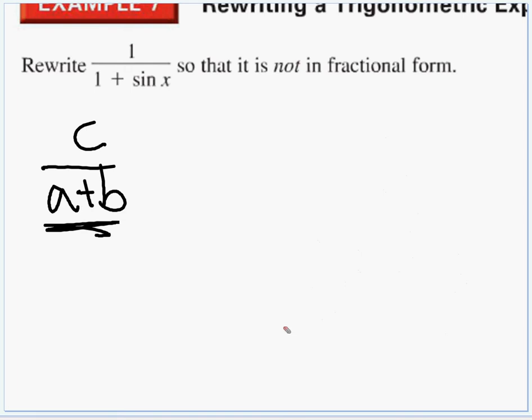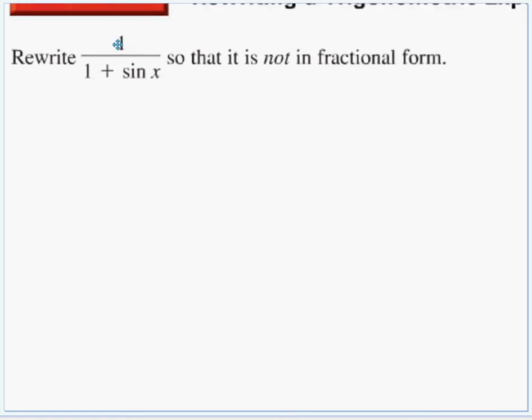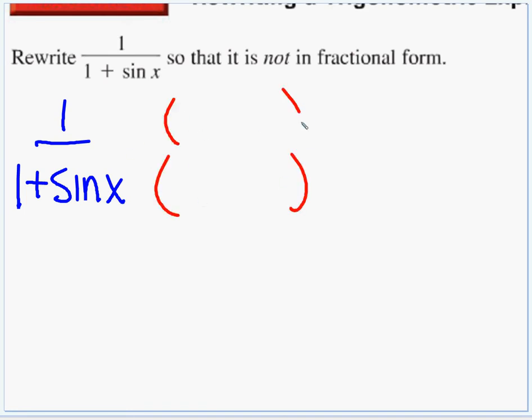But in this case, our denominator is two terms, so we're not going to be able to break it up into fractions right away, like 1 over 1 plus 1 over sine. That would not be legal. So when we see those directions, what we're going to do is multiply by a conjugate. I'm just going to copy the original problem here in blue ink. That's our original 1 over 1 plus sine x. So we're going to multiply by the conjugate of the denominator, 1 minus sine x.